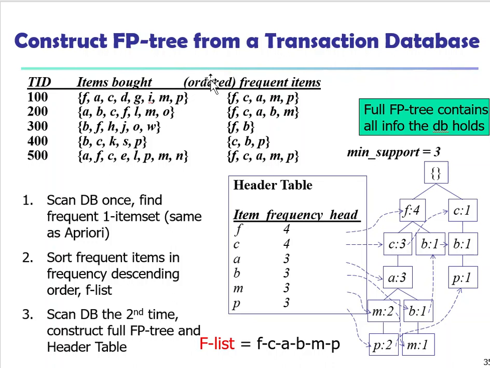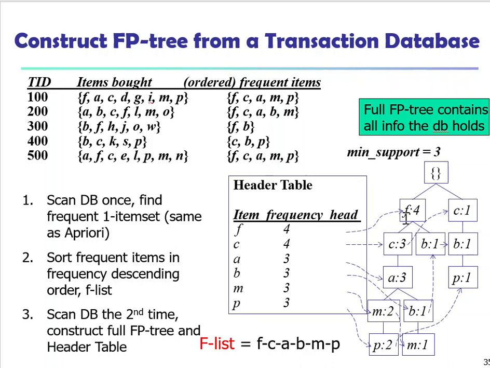We'll use the ordered frequent item set to construct the tree. Initially the tree has an empty root, which stays here. Then we first read this transaction FCAMP. So we put F here, grow a branch, and from F we grow another child node and put C here, and grow another child node from C to put A here, and M and P, right?